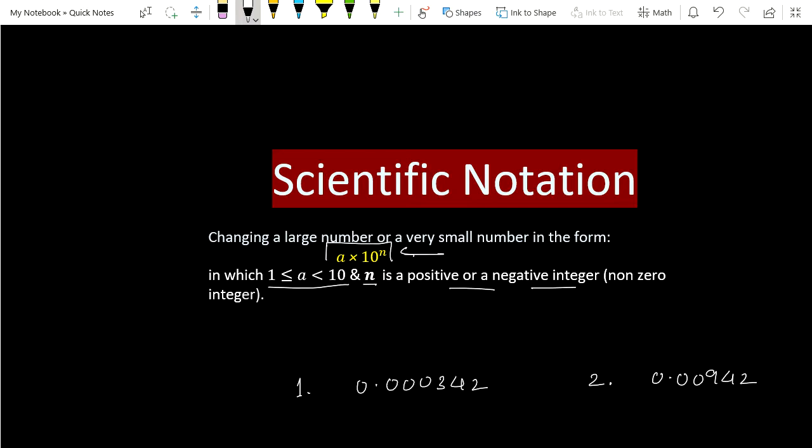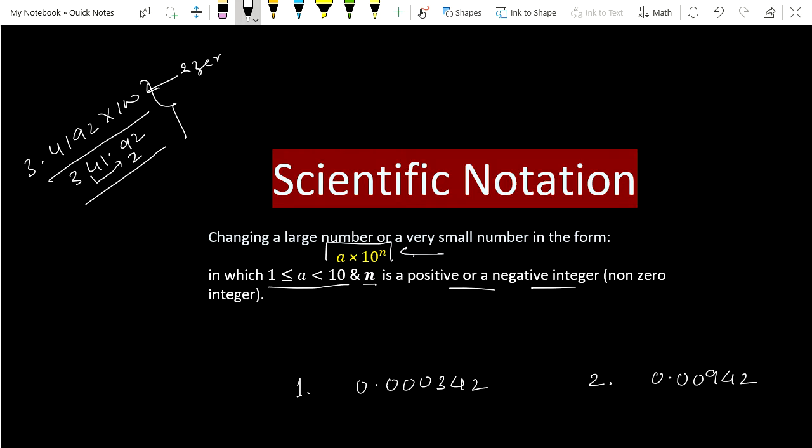For that I am taking an example, that is 3.4192 multiplied by 100. So we are finding here the result is 341.92. Here we are finding the decimal is shifted towards right side 2 places. So what is the key we are finding here? The number was multiplied by 100 and 100 contains 2 zeros. That's why the decimal is shifted towards right side 2 places.